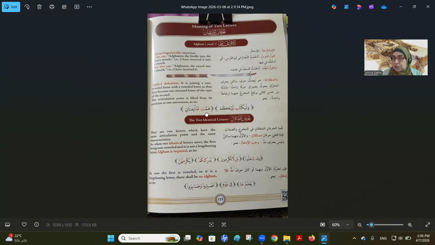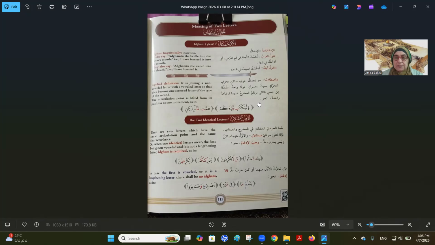With two conditions. The first one is that the first letter is not voweled, having sukoon. And the second one is vowel, having any short vowel: fatha, dhamma, and kasra. And the second condition is that the first letter is not a mad letter, not a lengthening letter. In such a case, full merging, idgham kamil, will be applied.